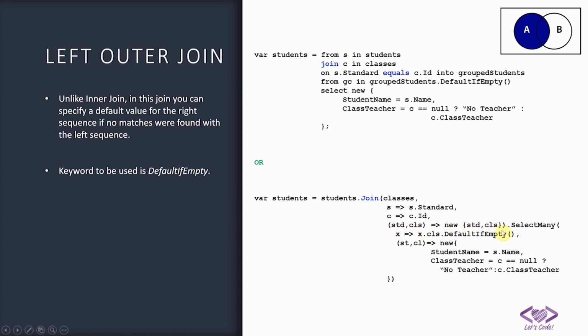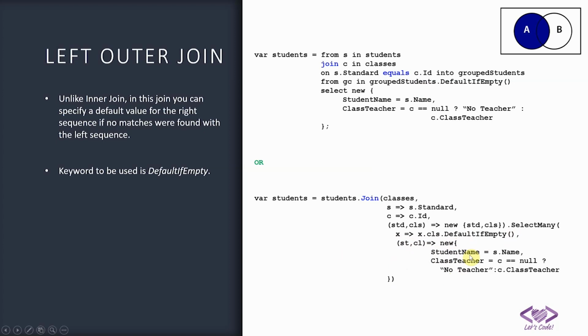We have to close this join, then we have to use dot select many, and this method uses two parameters. The first one is the variable which we use, x, such that x dot CLS, that is nothing but the data we want to get as default, so even if there is no matching, we have to use x dot CLS, not the student. So x dot CLS dot default if empty. Here is how we are defining it. And for the second parameter, again we have to define two parameters, that is st comma scl, some new variables, and here you have to define the new type which you want to return.